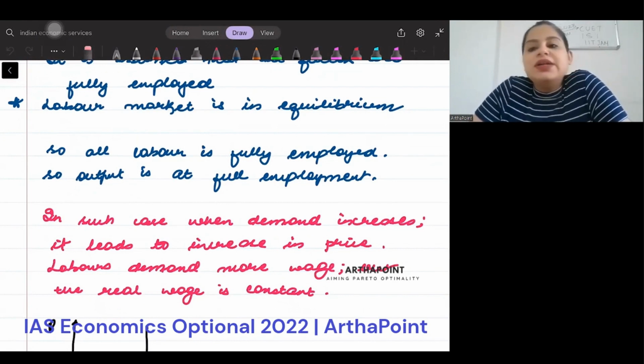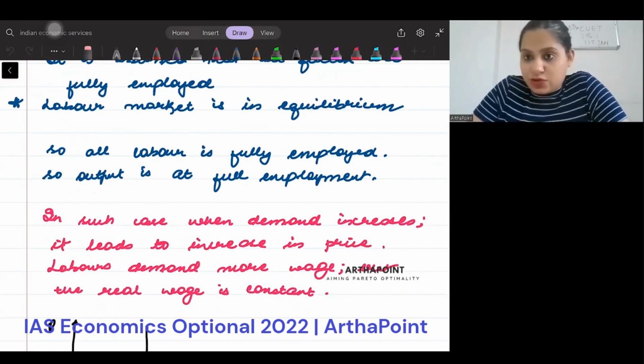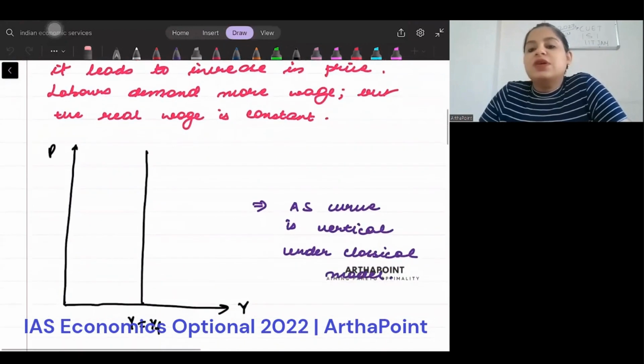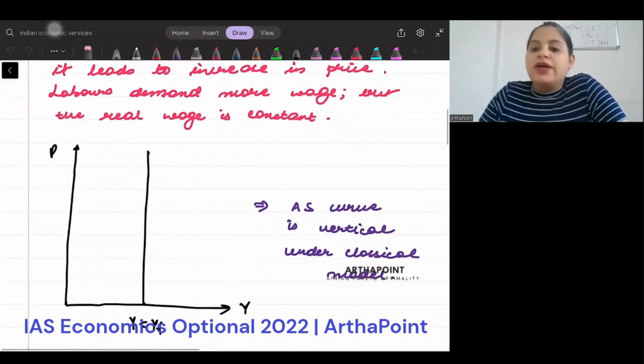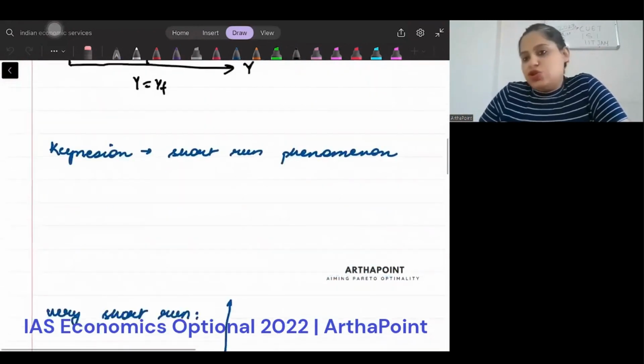So whenever demand increases, it will only cause inflation. That is called demand pull inflation. So increases in demand can only cause an increase in the level of inflation. This is the case where your supply cannot change. Supply is fixed at the full employment level. So the AS curve is vertical under the classical model. That's the answer. Now let's talk about Keynesian.